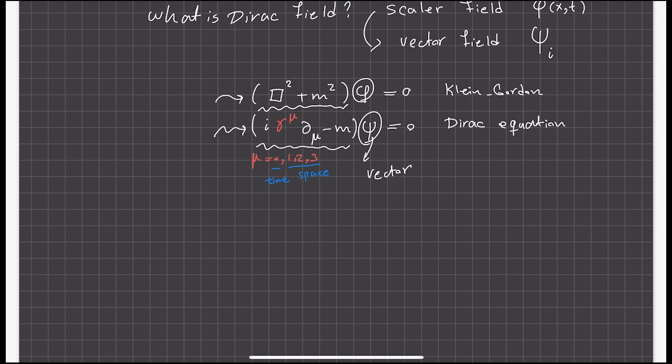And there is another difference between the Dirac equation and the Klein-Gordon equation, is that Klein-Gordon equation is the second order differential equation. So as you can see, there is a second order derivative present here. But in Dirac equation, we have a first order differential equation.